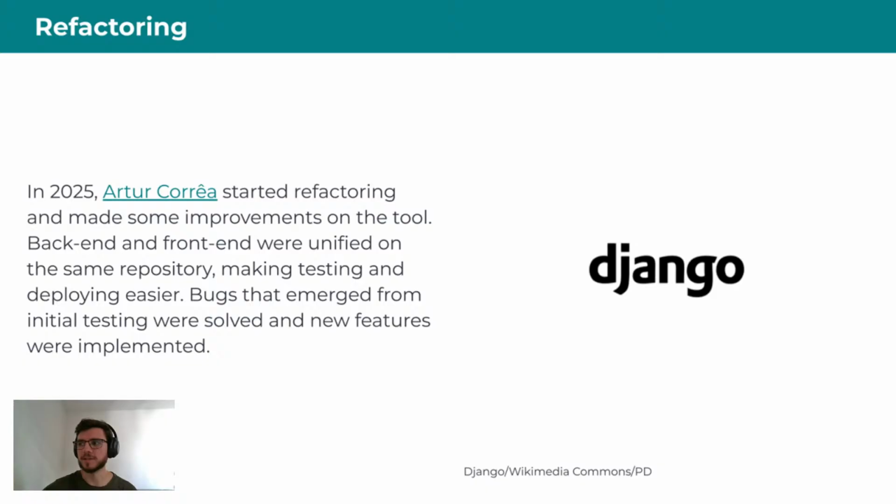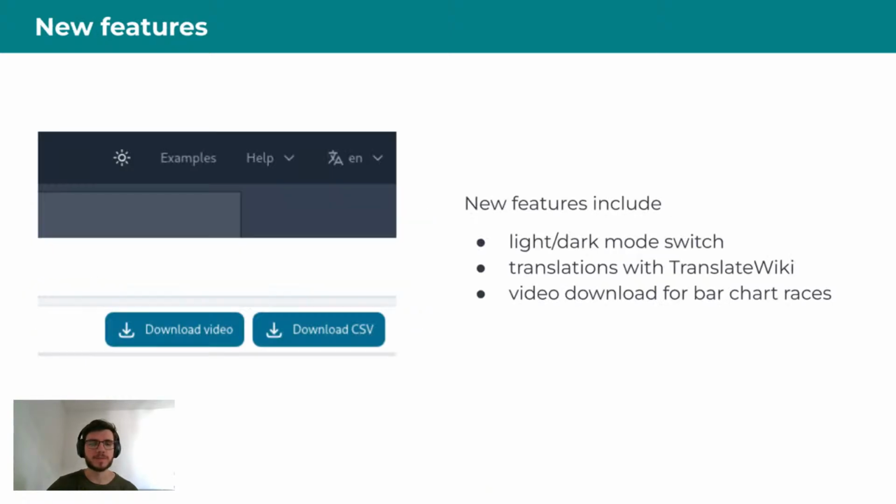And the front end is now working, and you can already access the tool. Alongside that, there are some new features implemented. One important thing was a light/dark mode switch, so you can switch between light mode and dark mode. Also translations with Translate Wiki, which we also did in Quick Statements 3.0.